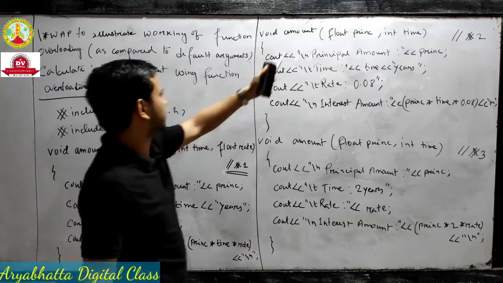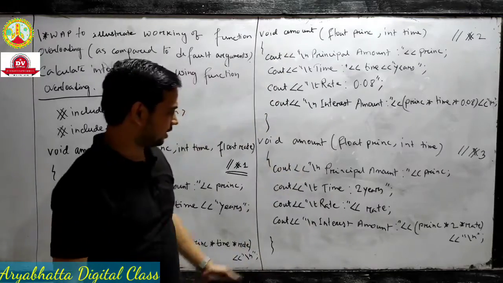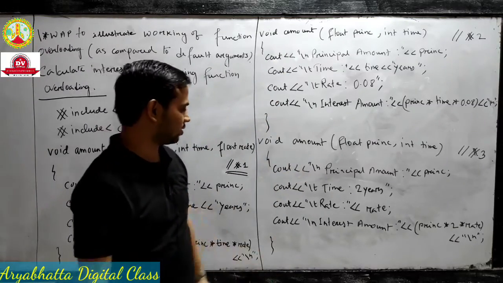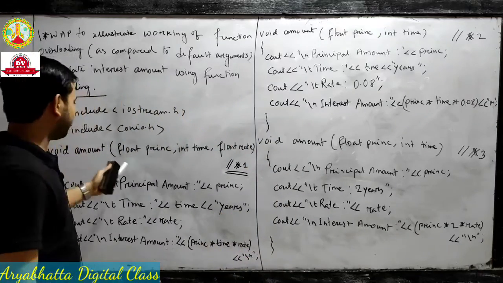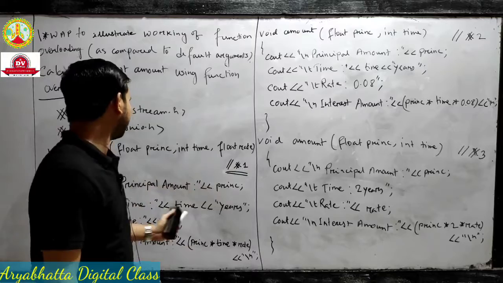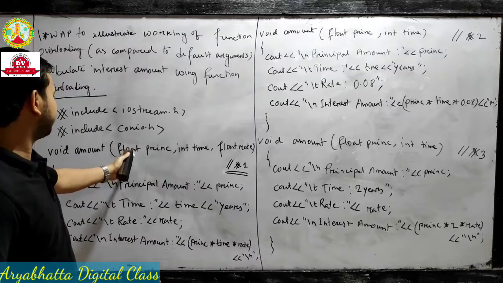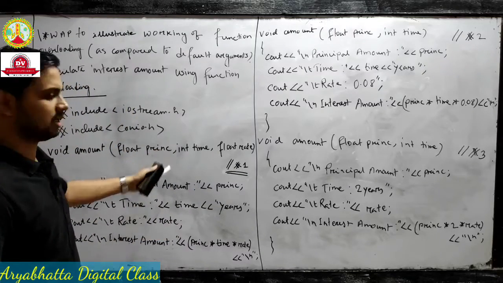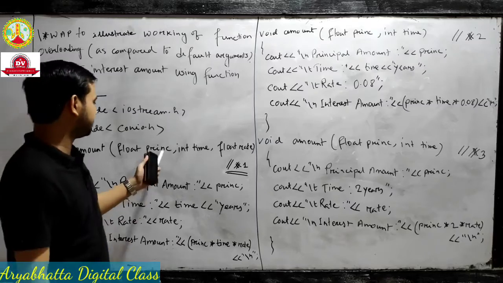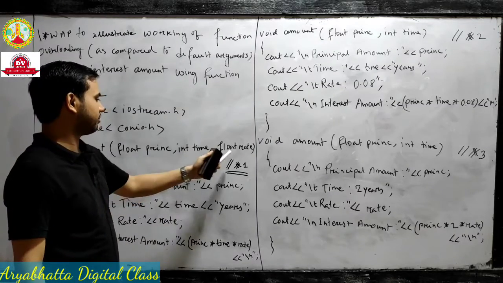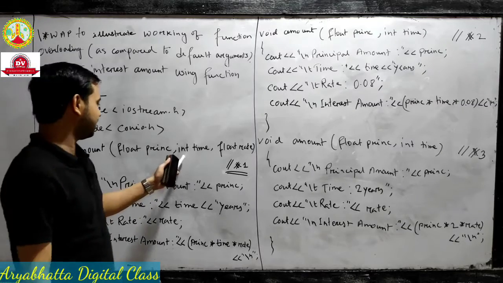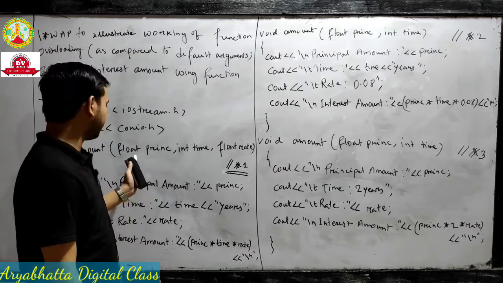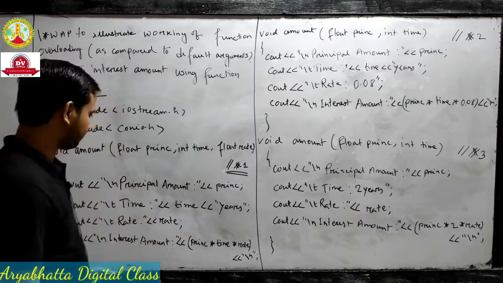Void amount. I also have to write it, but there is not enough space. After this I write void amount. This is function 1. See, the arguments are float principal, which is the variable princ meaning principal, int time, and float rate. Time is declared as int data type, principal as float, and rate as float data type.